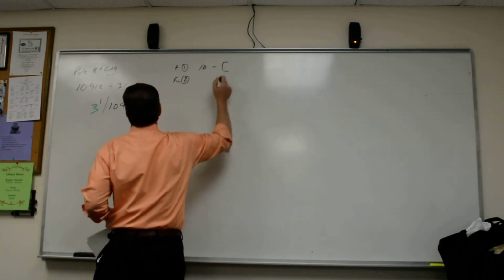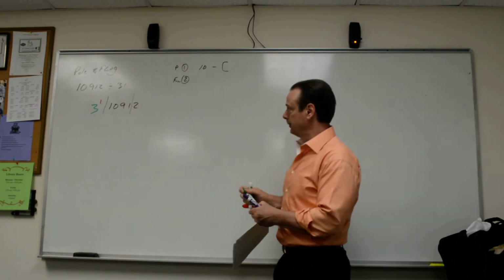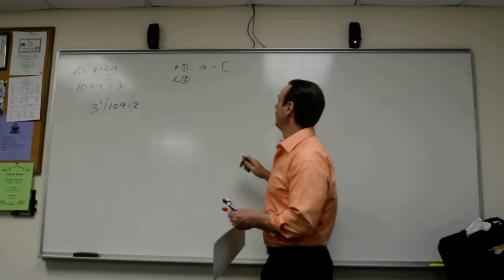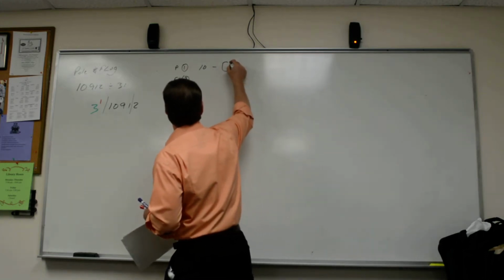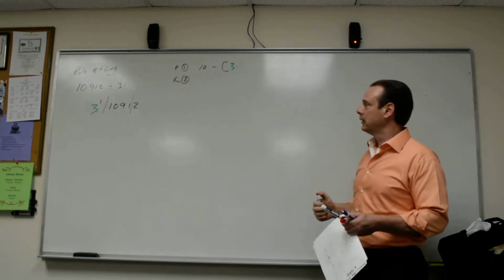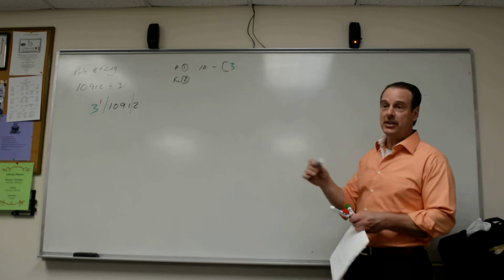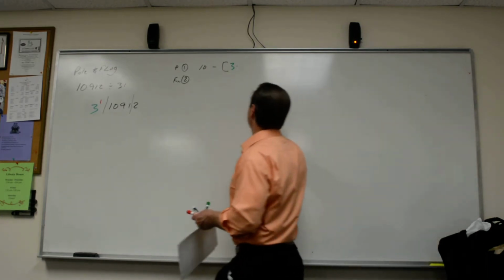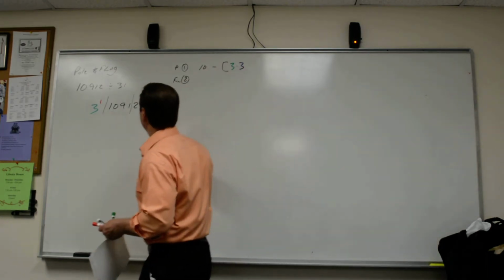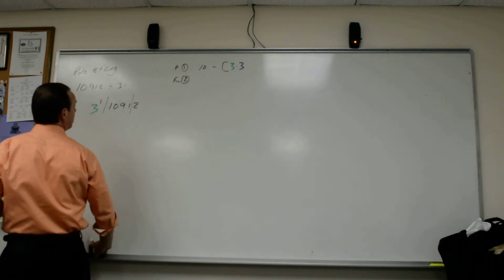10 minus. We're going to take this 3, which is our pole, 3 times. Now, what do we have to multiply 3 by to get to 10 or close to it? 3 or 2. Well, 3 times 3 is 9. That's about as close as we're going to get. So it's going to be 3. And I'm going to put my 3 right here. Let's write that properly.